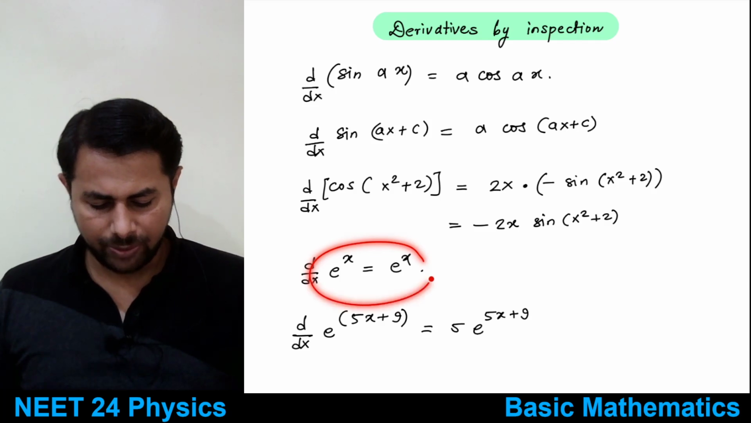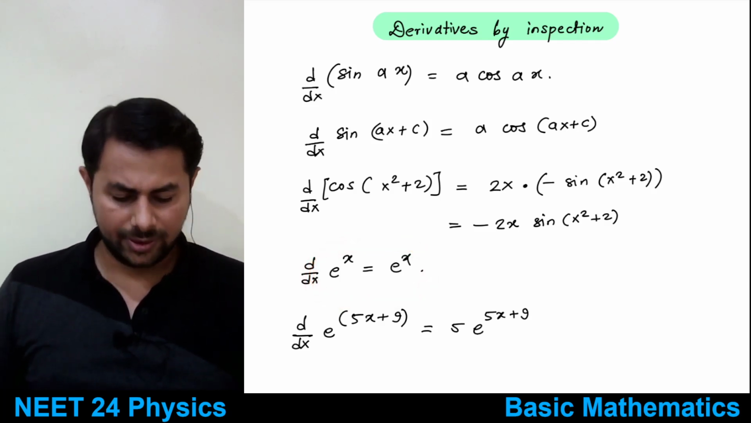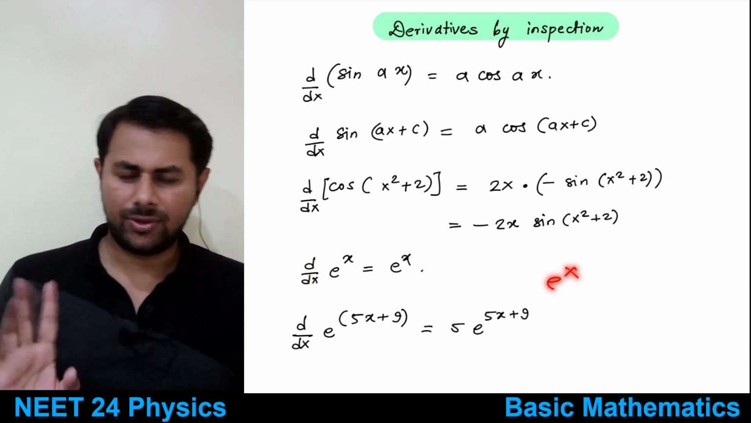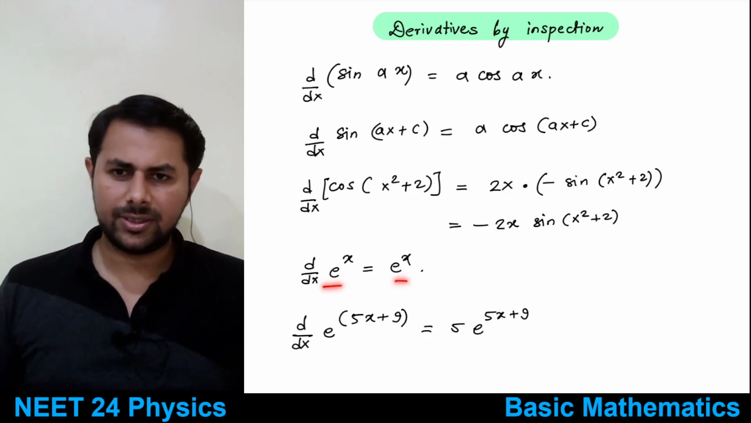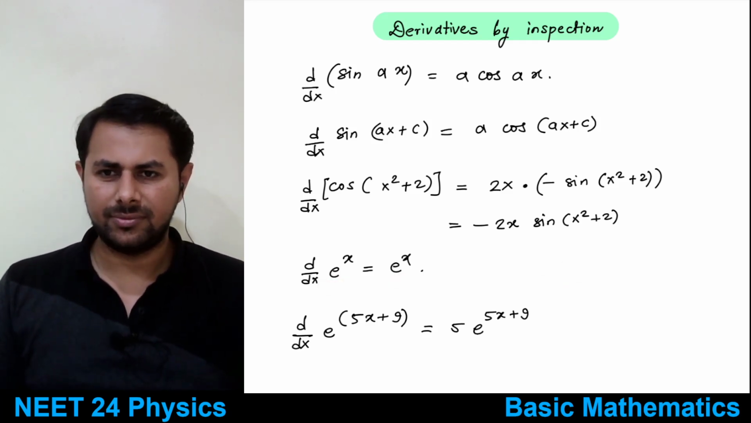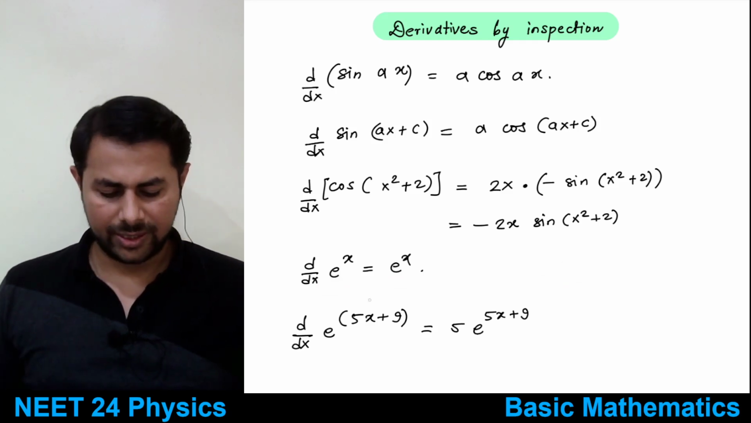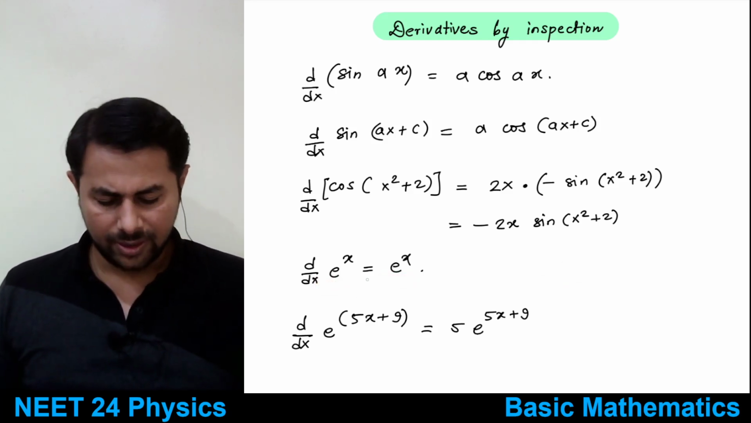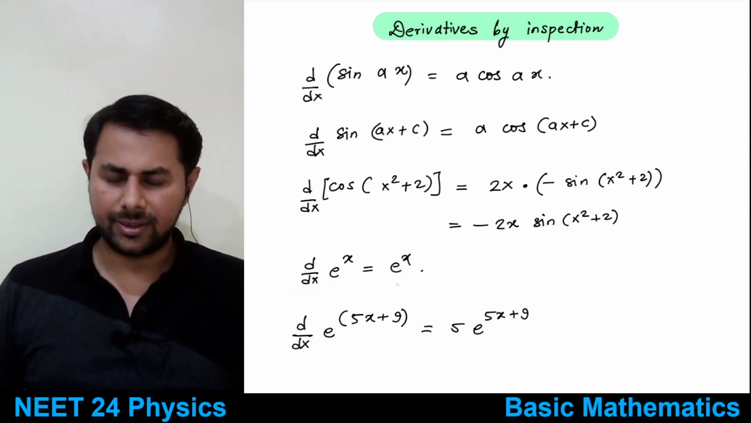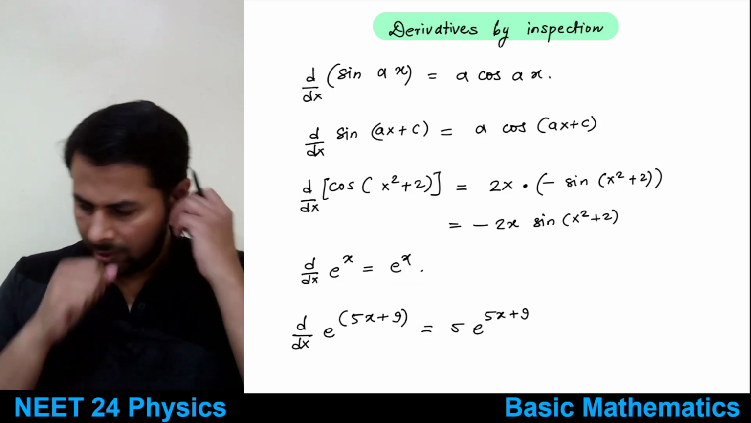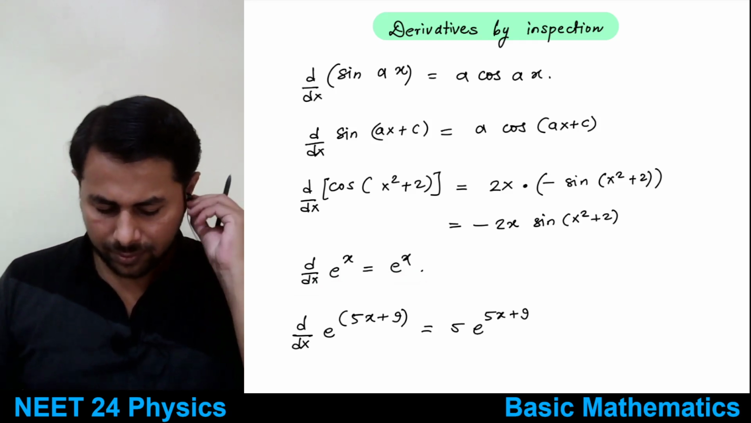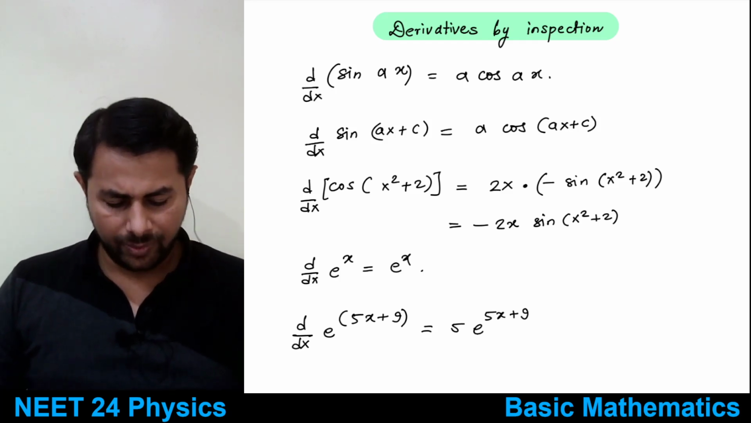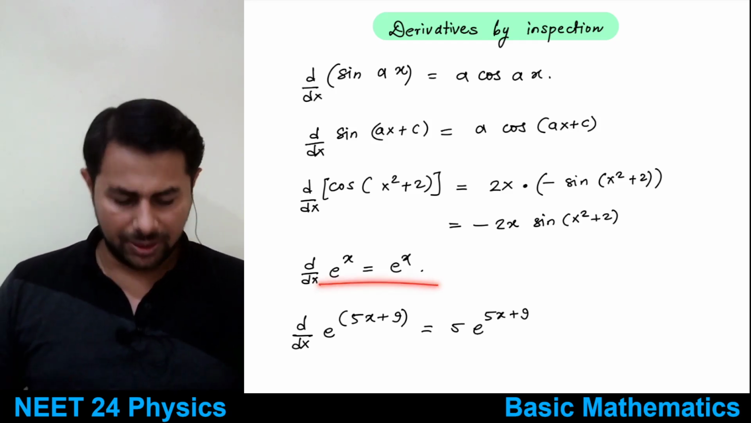Then exponential function: e raised to x is the only function whose derivative is the same function itself. Its derivative is the same function itself. So derivative of e raised to x is e raised to x only. This thing we need to remember.